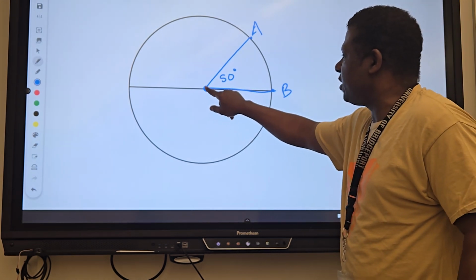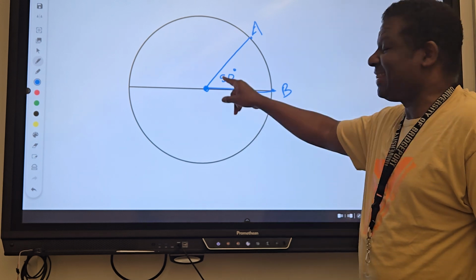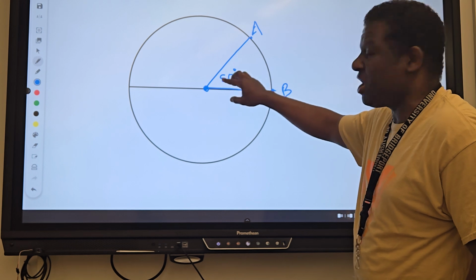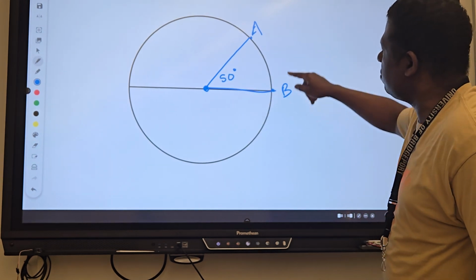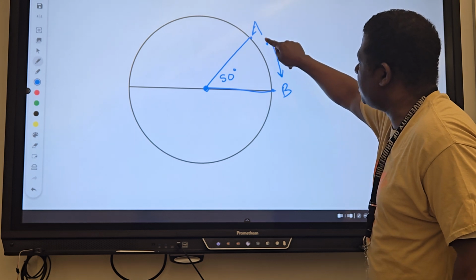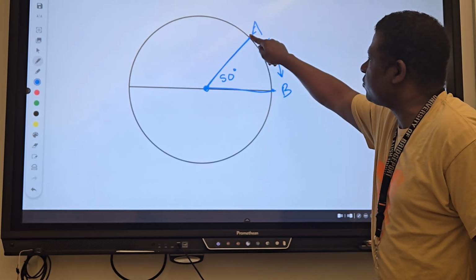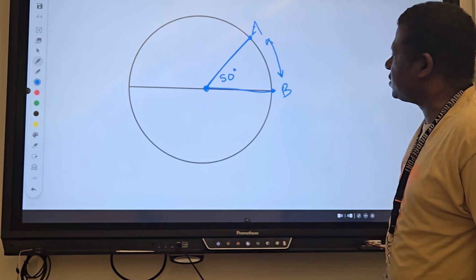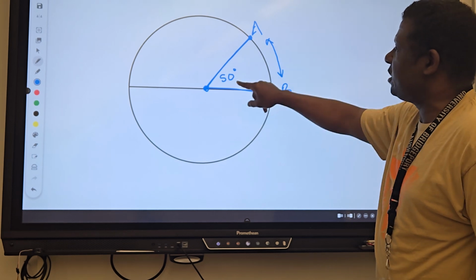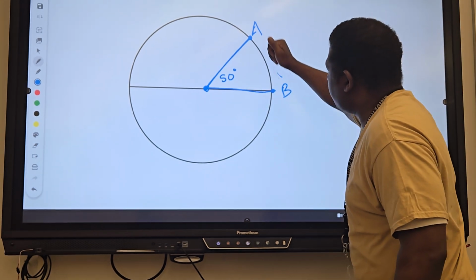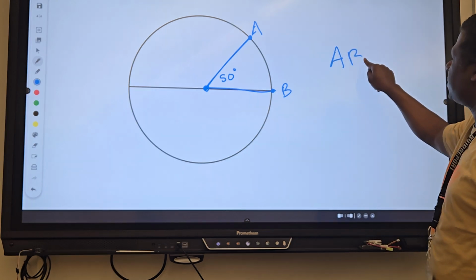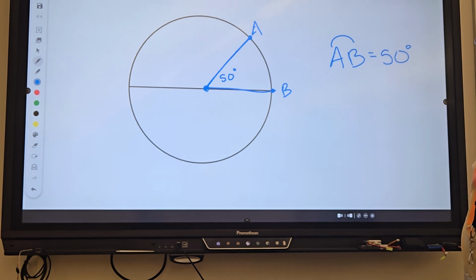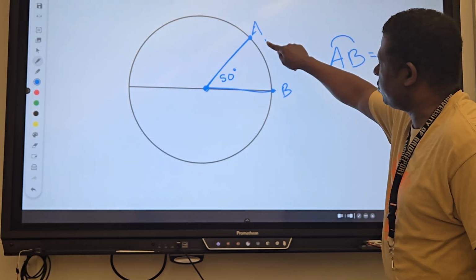Now, this angle right here, if the vertex of the angle is at the center of the circle, this is what we call a central angle. And anytime you have a central angle inside of a circle, the arc measure, which is the number of degrees of the parts of the circle that the angle hits, is going to be the same measurement as the angle over here. So the arc measure from AB, I would write it like this: AB, arc measure, that would be 50 degrees.